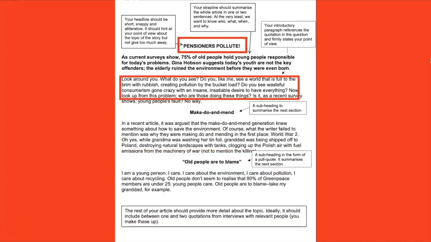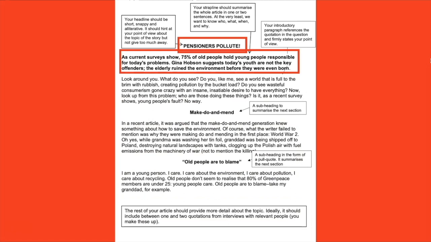A strapline. A strapline should summarize the whole article in 1 or 2 sentences. At the very least, we want to know who, what, when, and why. Now, this can seem a bit counterintuitive, almost a spoiler, giving everything away. But again, the point is understanding the form of the article. The writer needs to briefly summarize the story so the reader, drawn in by the headline, can make a decision about whether to read on.